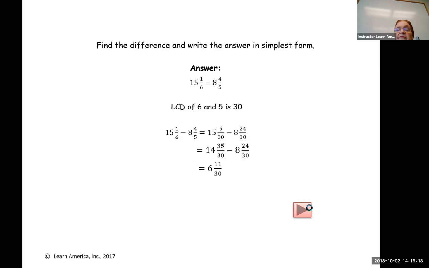So we have 15 and 5/30ths, less 8 and 24/30ths. We've made the conversion, taking one whole number away from the 15 to make it 14, and changing the 1 to 30ths. And then the 24/30ths can subtract from the 35/30ths to give us 11/30ths, and the difference between the 8 and the 14 gives us our 6.